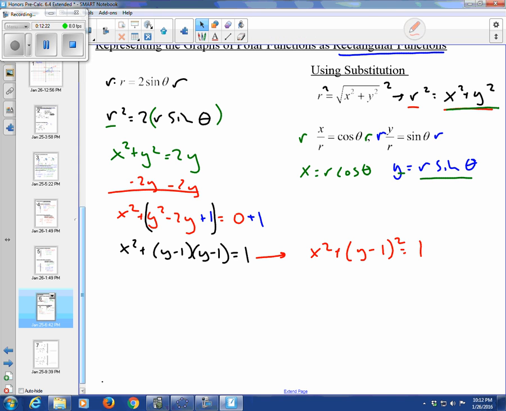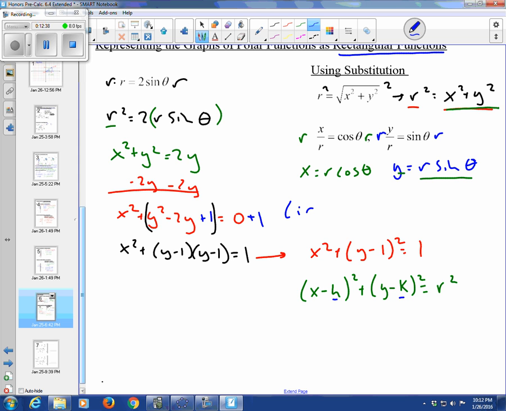And this is the equation for a circle, where we have (x minus h) squared plus (y minus k) squared equal to r squared, where (h, k) is the center of the circle. So what we're seeing right here is a circle with center (0, 1), and radius 1.